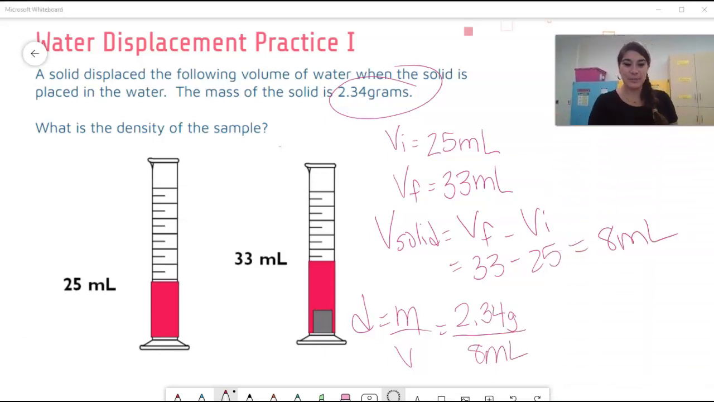Okay, and so you're going to plug that into your calculator, 2.34 divided by 8. No worries about decimal places and things like that yet. We haven't talked about rounding. When we do, you'll know exactly how many decimals to put. All right, and so it's about 0.293 grams per milliliter. Again, those grams over those milliliters in our units here, grams over milliliters, okay? And so that's looking at that first water displacement problem.